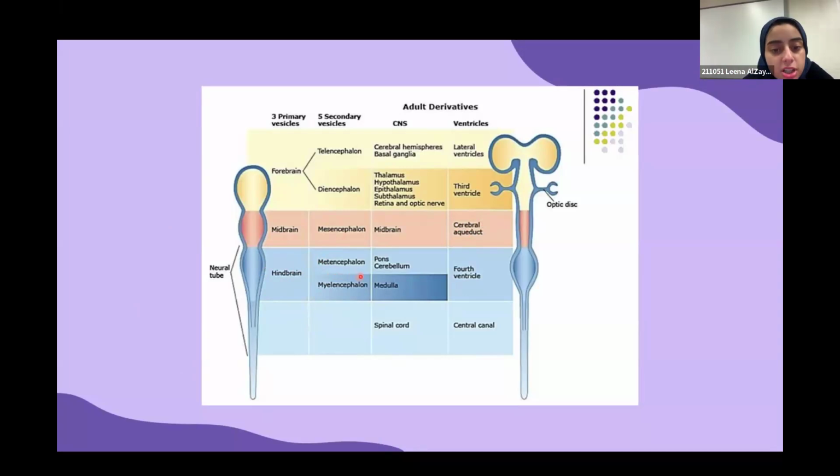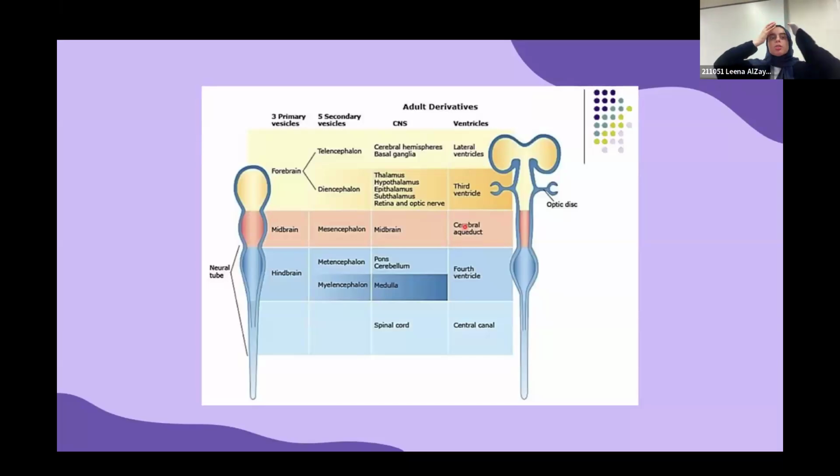Hindbrain, which is metencephalon and myelencephalon. Metencephalon makes the pons and the cerebellum, and the myelencephalon makes the medulla. And then the hindbrain as a whole creates the fourth ventricle. And always remember it by order, guys. All of this is going by order.